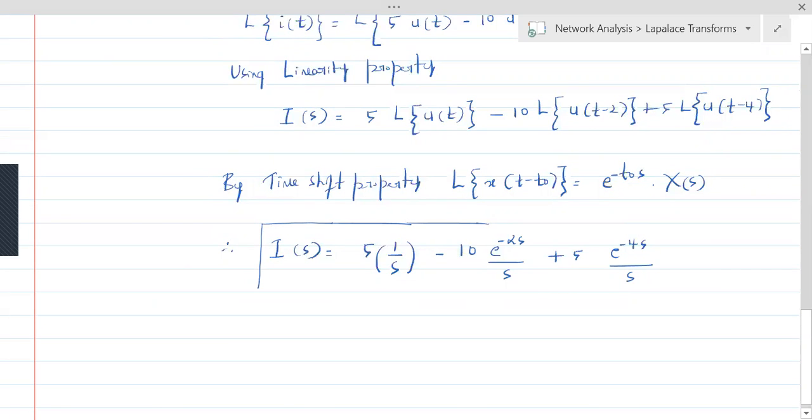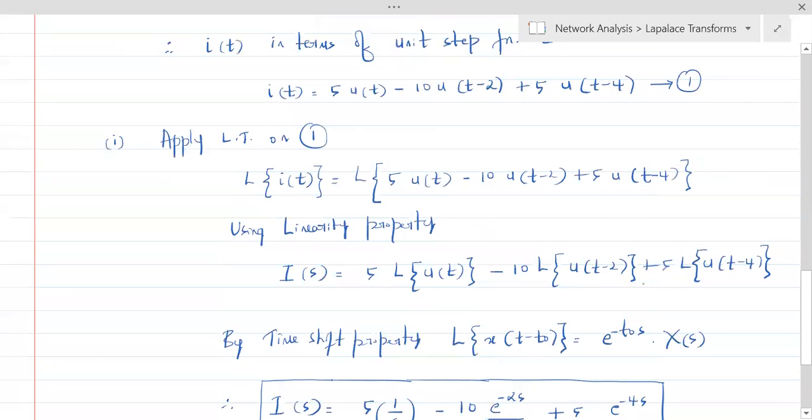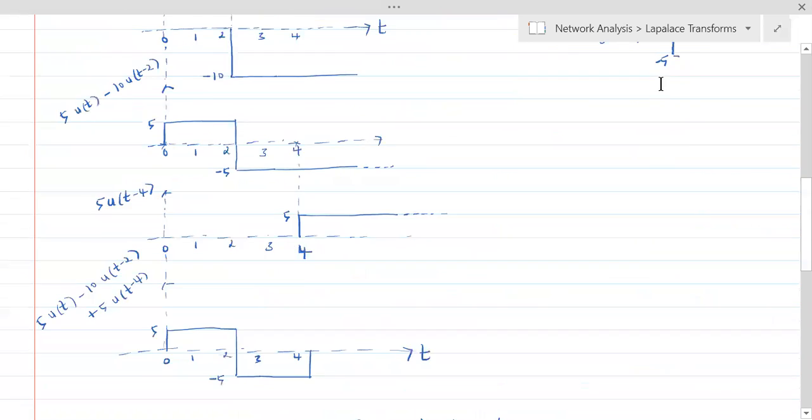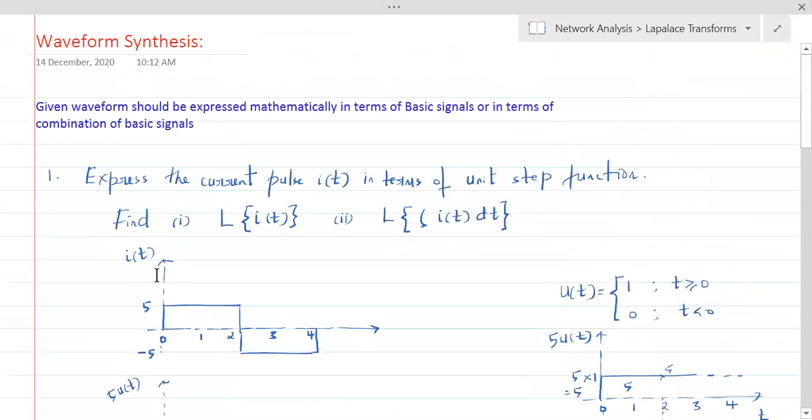This is the Laplace transform of I of t, which is represented as I of s. Everybody is okay with this? Now what is asked? They have asked us to find the integration. This is equation number 1, in which we have I of t. This is what we did. Now they are asking us to obtain the Laplace transform of the integral of this.